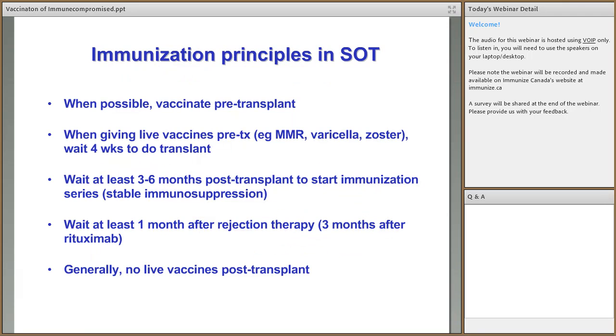So this is just a summary of what I just mentioned. When possible, vaccinate before transplant. Live vaccines can be given before transplant, and if they are given, we generally wait 3 to 4 weeks to do the transplant because of the period of viremia that could happen with live vaccines. And then if they haven't been captured before a transplant, wait at least 3 to 6 months post-transplant once they're on stable immunosuppression. If they're having rejection therapy, then you don't want to be giving vaccines right in the middle of rejection therapy. They just won't work very well. So it's good to wait at least 1 month after rejection therapy, and generally no live vaccines after transplant.